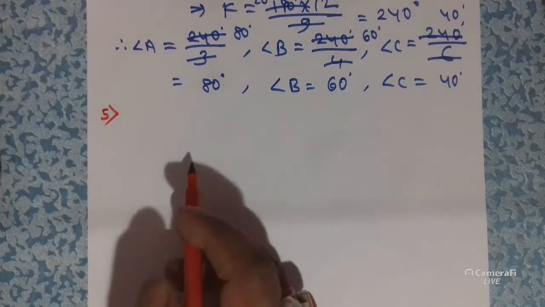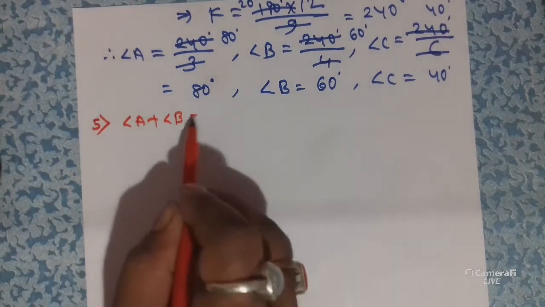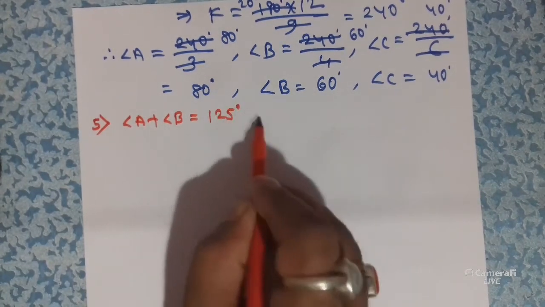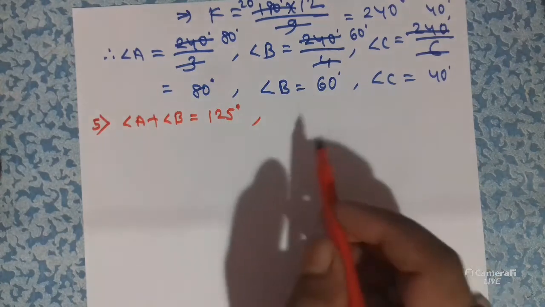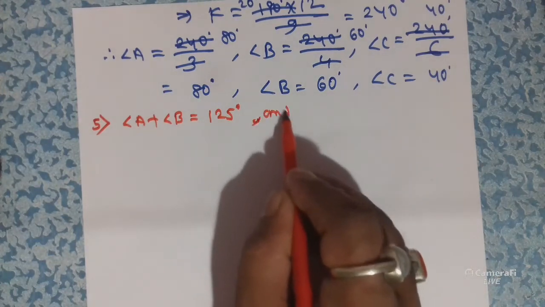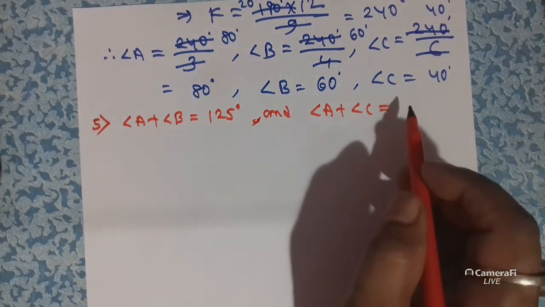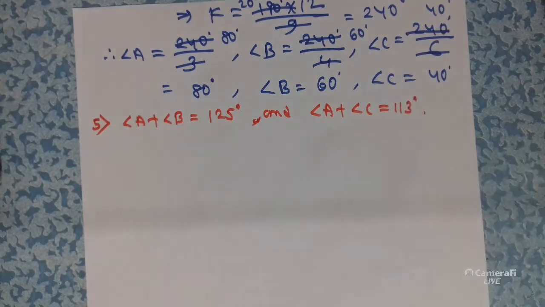It is given that angle A plus angle B is equal to 125, and angle A plus angle C is equal to 113. Now we have to find the value of A, B and C.